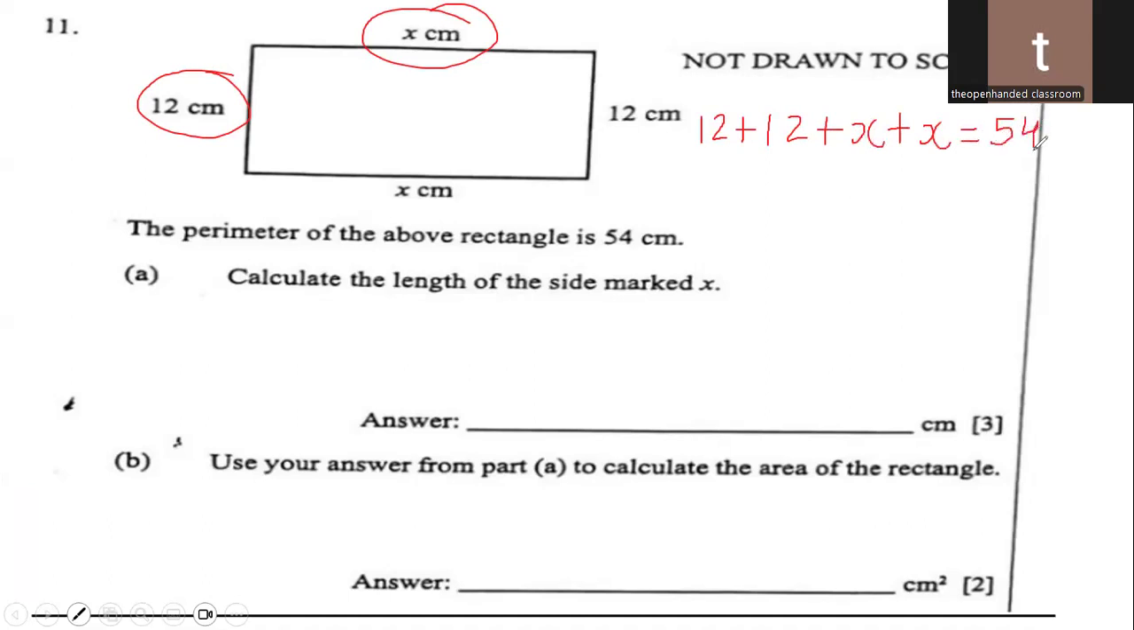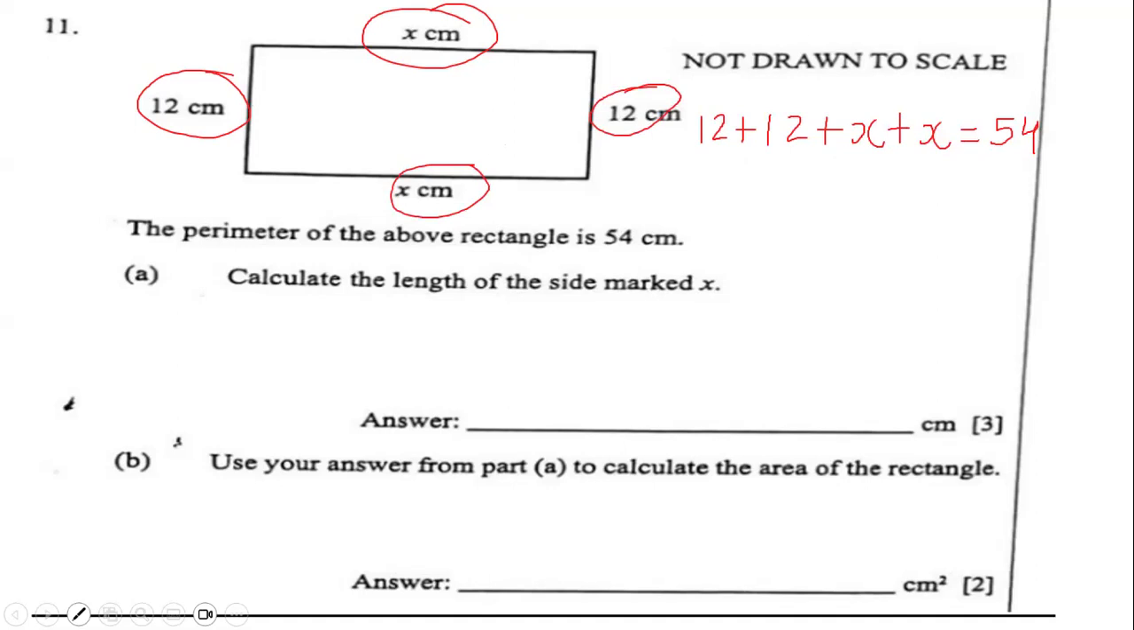All right, so because that's the perimeter, you'll understand this first step. What we did was add up all the sides and set it equal to 54. Do you understand that? Yes, sir. Good.